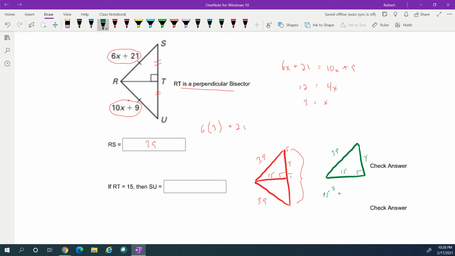15 squared plus y squared equals 39 squared, and y equals 36. So this piece is 36. Since these are congruent, we have 36 plus 36 for 72. So again, we have to become problem solvers.